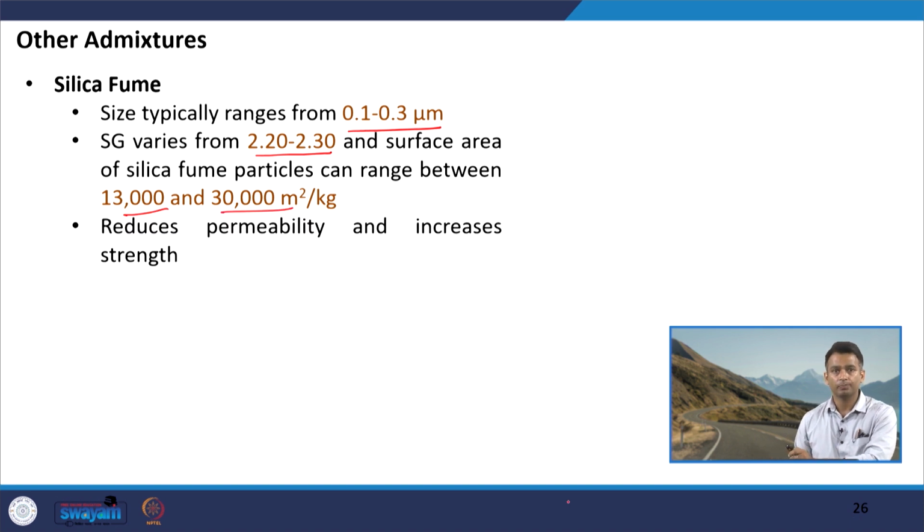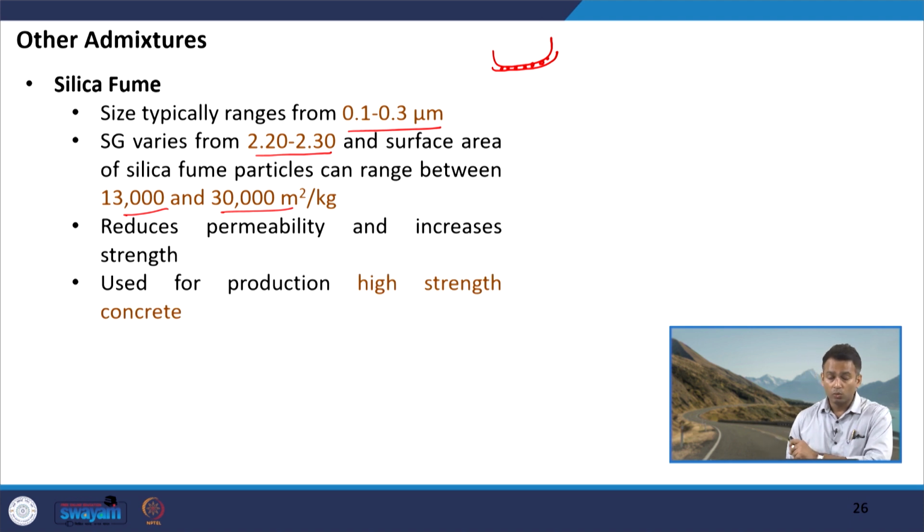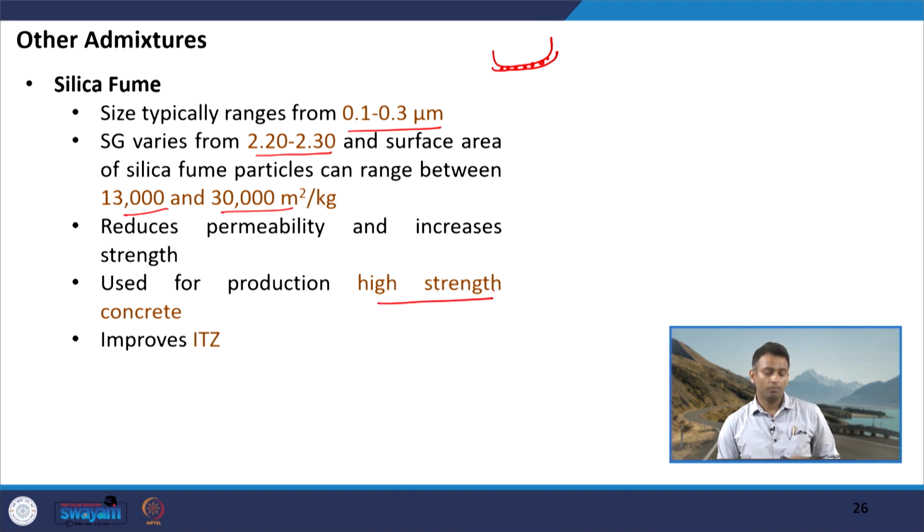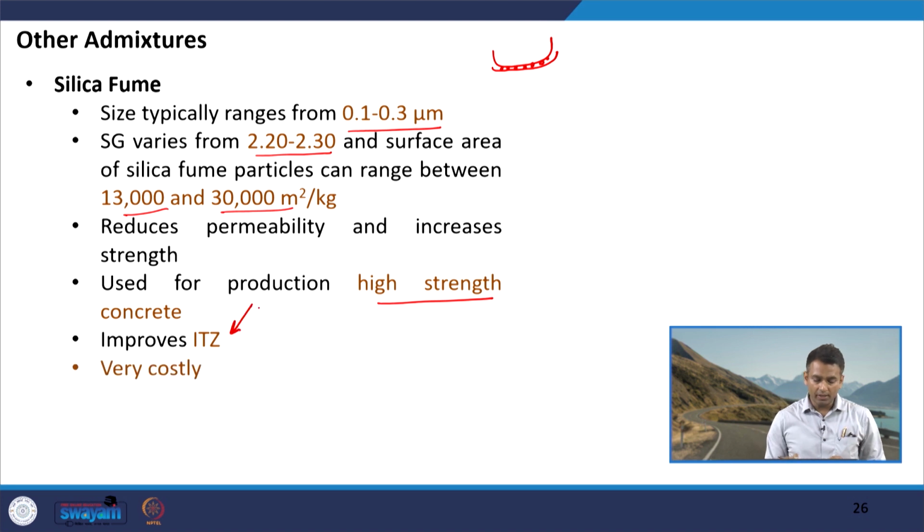meters square per kg. It reduces the permeability, it increases the strength, especially in the ITZ location, where the pores which are created will be filled by the fine CSH gel which will be created when silica fume reacts with calcium hydroxide, and it increases the bonding between the cement mortar or the cement paste and the aggregate system. And this is one of the reasons that it is used for the production of high strength concrete. We have already discussed that it improves ITZ.